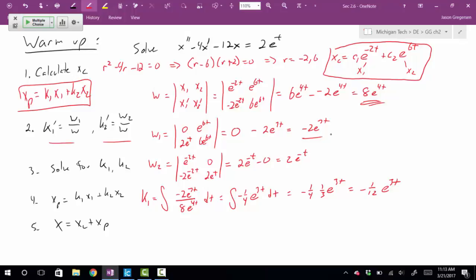We'll do the same thing for W2. Now you take the Wronskian, instead of replacing the first column, you replace the second column with 0 and f of t. Any questions about the calculations of these determinants?